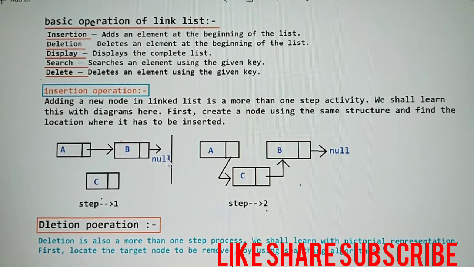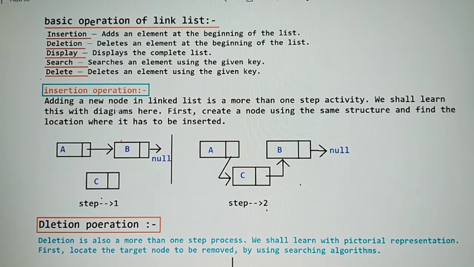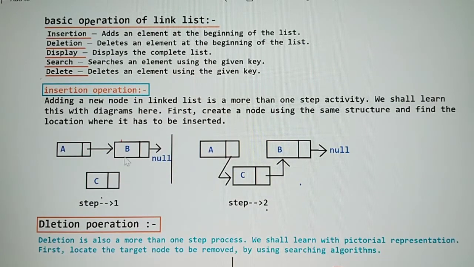Here I show it diagrammatically, which is more effective for you. So here you can see the diagram of the insertion operation, and I'm going to explain this. You can see that A is an element of this linked list, and B is the next element of this linked list, and then it goes to null. And you can see that the C element wants to enter in the middle, at the last point, or at any position of this linked list.